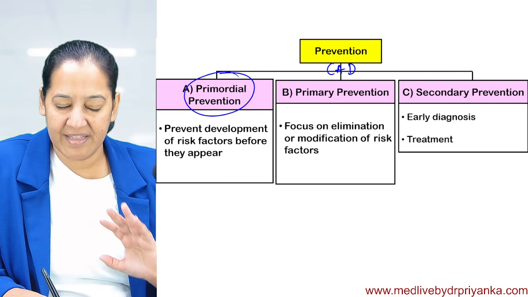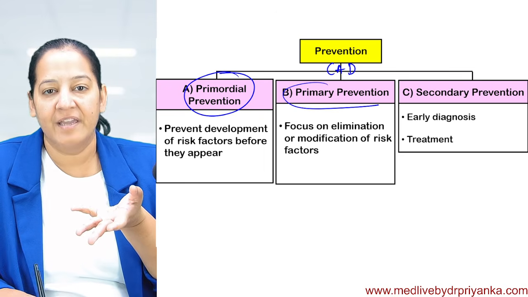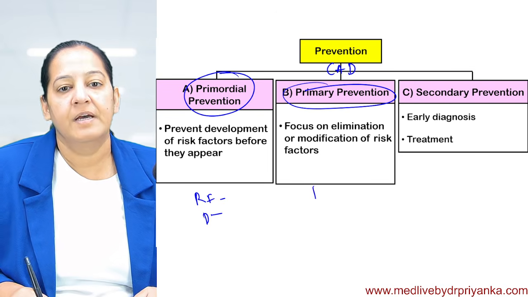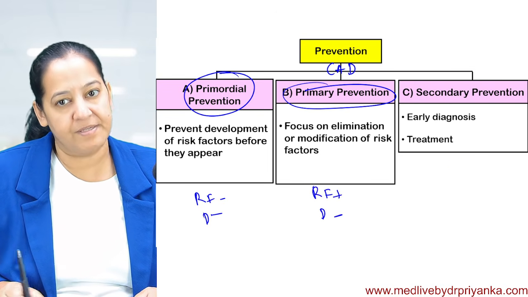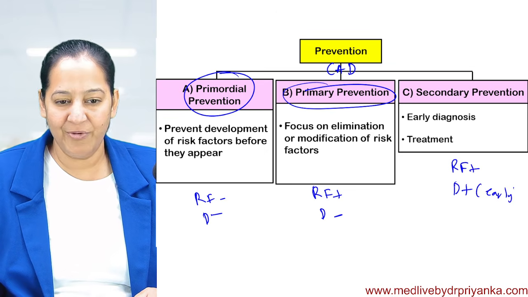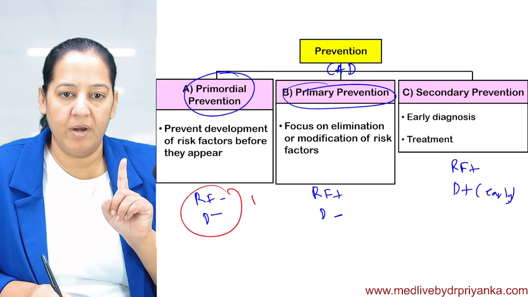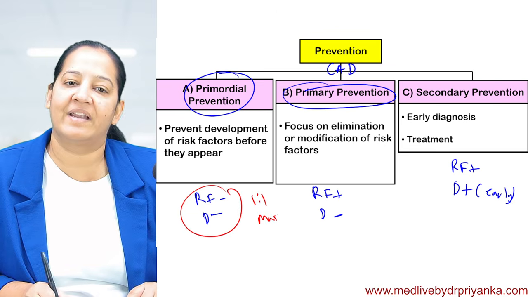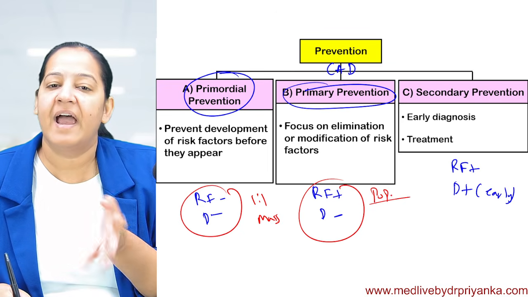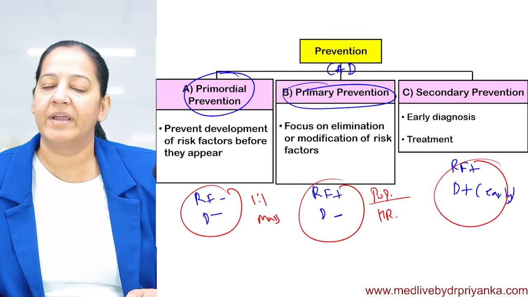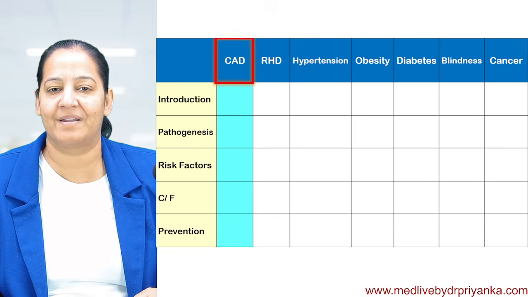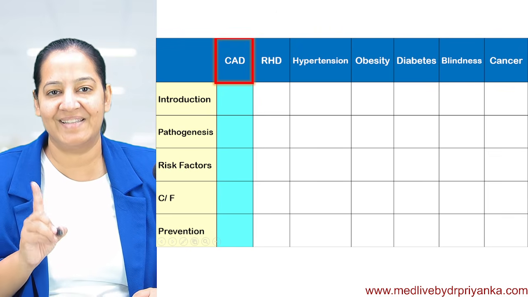So in primordial, we take the action before the risk factor appears. Here we take the action after the risk factors. Here the risk factor is absent, disease is also absent. Here the risk factor is present, but the disease is absent. Here the risk factor is also present and disease is also present, but in early stage. I hope you're getting it. So here we have a 1-to-1 approach like father to child and a mass approach like television. Here we have population strategy, the complete population diet instructions, and high risk strategy. And here we are doing early diagnosis and treatment, surgical treatment or medical treatment. I hope you got the first NCD.